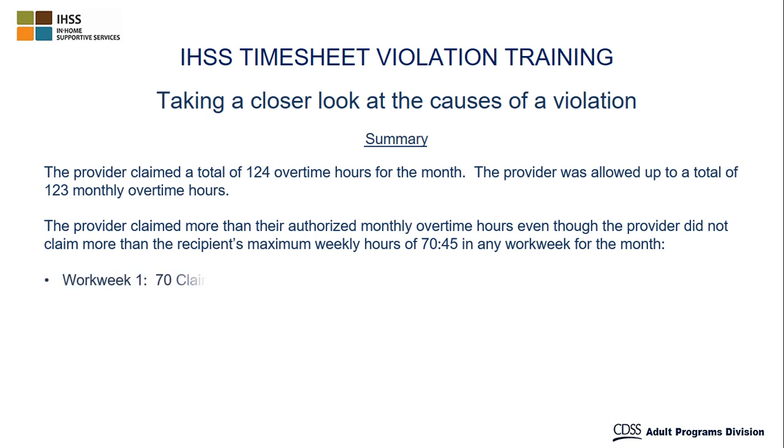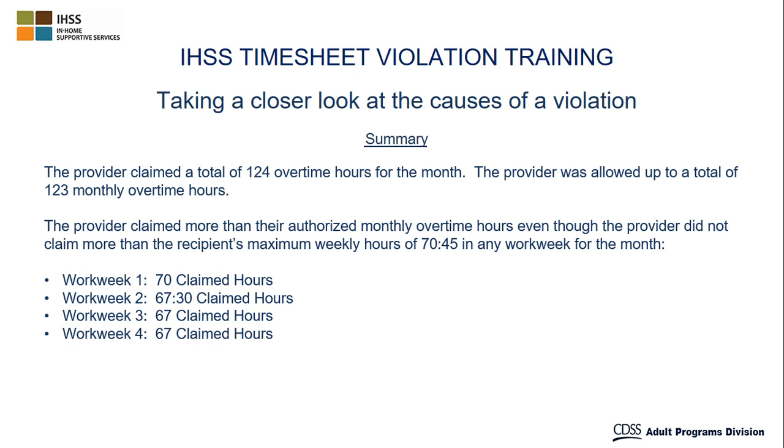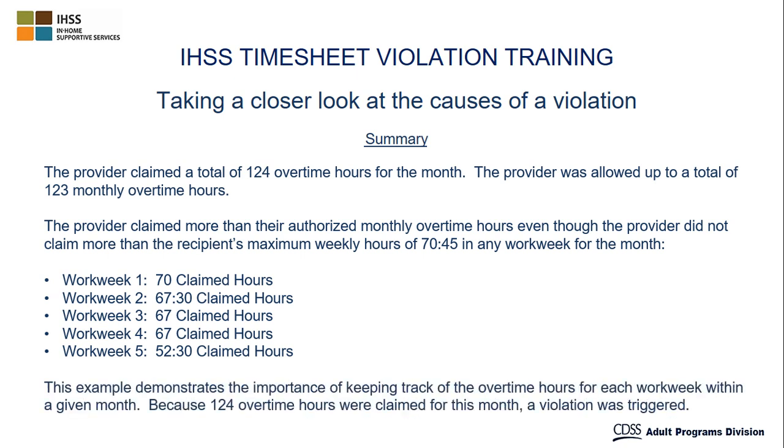Work Week 1, 70 claimed hours. Work Week 2, 67 hours and 30 minutes. For Work Week 3, 67 claimed hours. For Work Week 4, 67 claimed hours. And for Work Week 5, 52 hours and 30 minutes. This example demonstrates the importance of keeping track of the overtime hours for each work week within a given month. Because 124 overtime hours were claimed for this month, a violation was triggered.